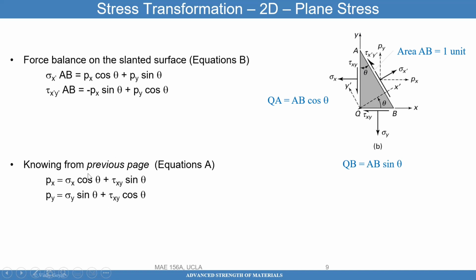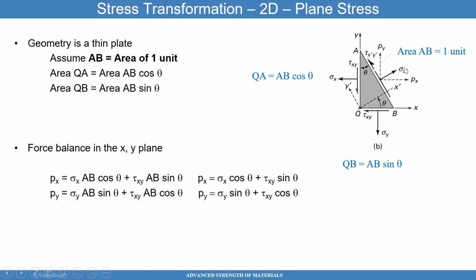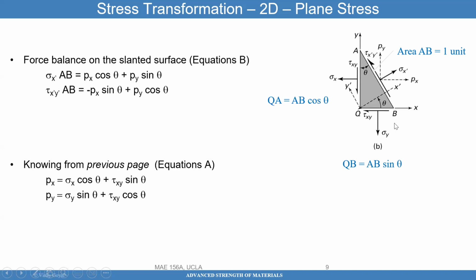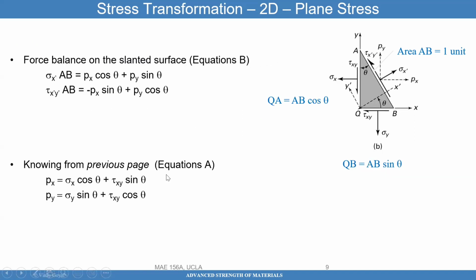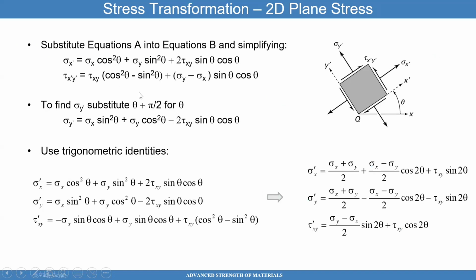Remember from the previous page that this is what we had. So this is what I had in the previous page when I did summation globally in the whole thing. Well, this is summation of forces on that slanted surface alone. So now I can use equations A and B and combine them. If I substitute equation A into B, so I have px and py in terms of sigma xx and sigma yy, I can plug all that in here. And when I do, I get this way of relating sigma x prime and tau xy prime.